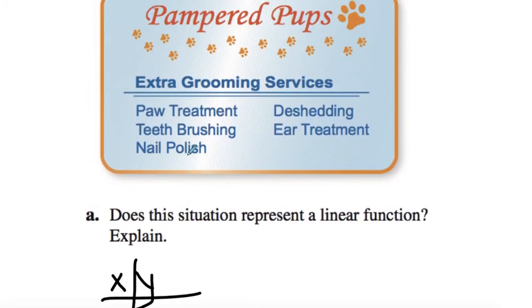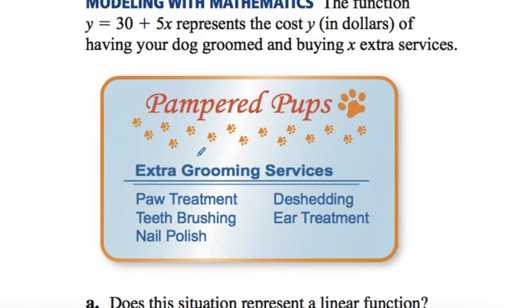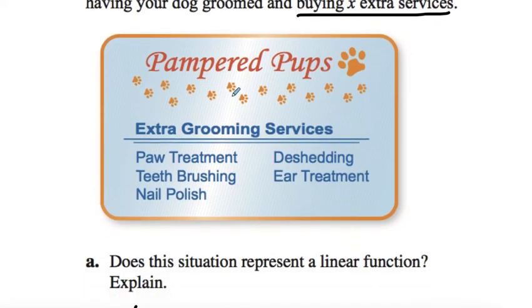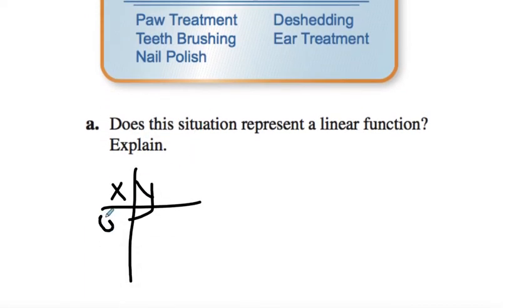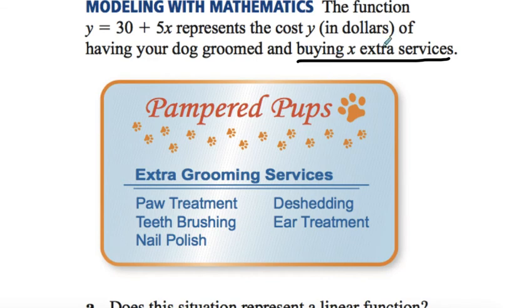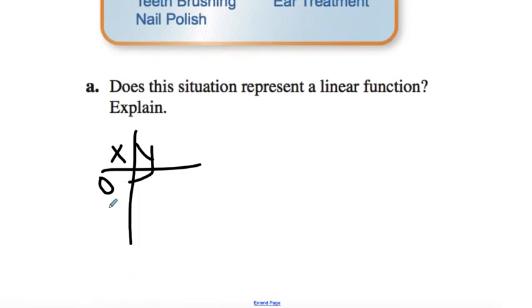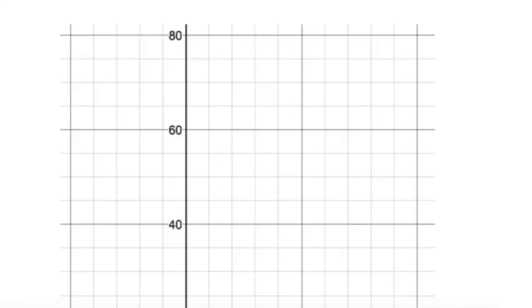Now, can I have an X value being -2? No, because X represents buying extra services. I can't say, hey, give my dog a grooming and then give him -2 nail clippings. That doesn't make any sense, right? So the only thing I can do is plug in 0 here for sure. I can choose 0 extra services. Otherwise, I can choose up to 1, 2, 3, 4, 5 extra services. So go through and do 1, 2, 3, 4, 5 and see what you get for different outputs. And then you should be able to graph it on that same graph that's on that page.